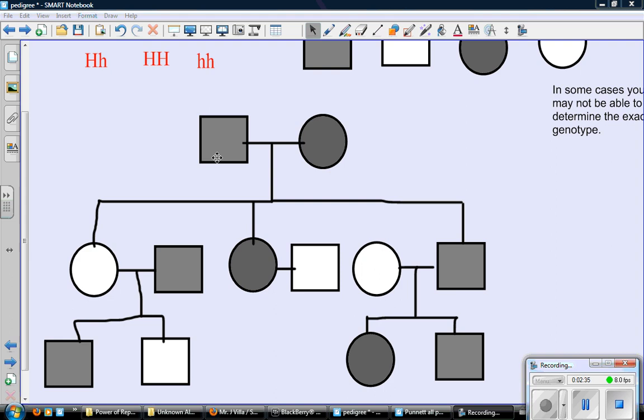Each level here represents another generation. So this would be the grandparents up here, and then this is one child, this is another child, this is another child of these 2 parents, and then these children had children of their own. There are 2 children here and 2 children down here. If we look at each person here, we'll label them A, B, and so on.